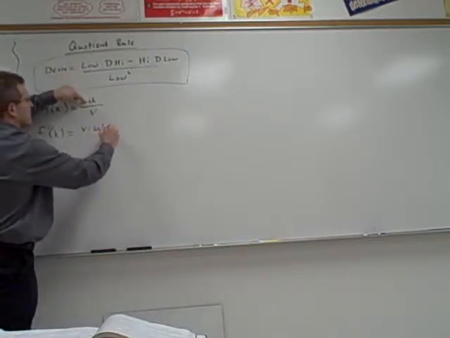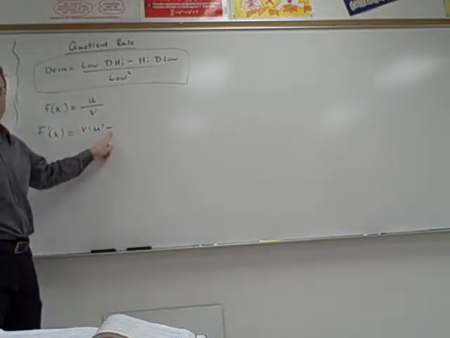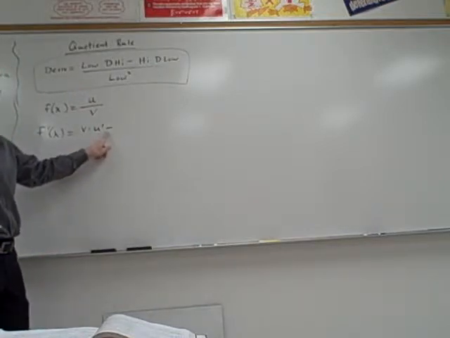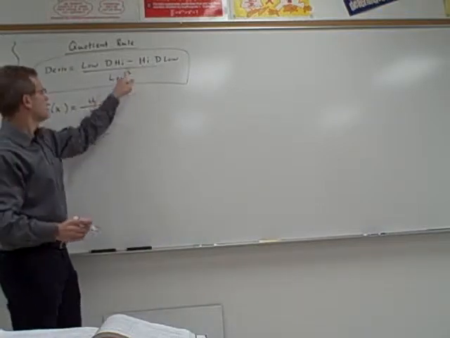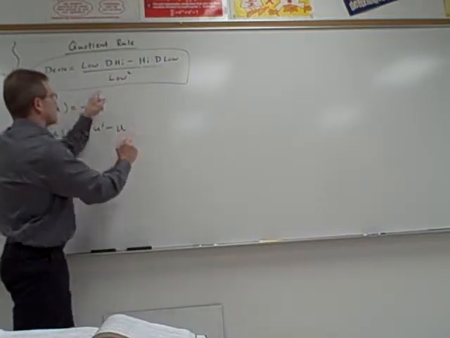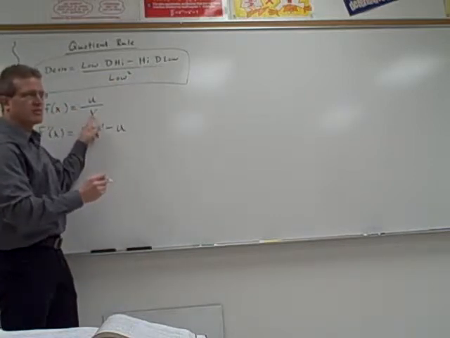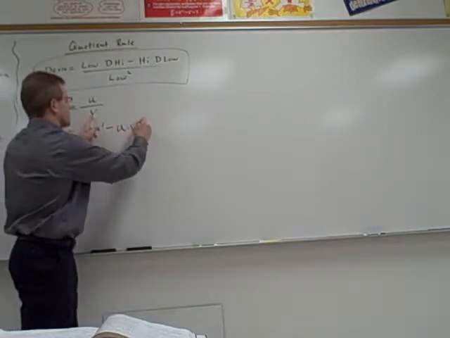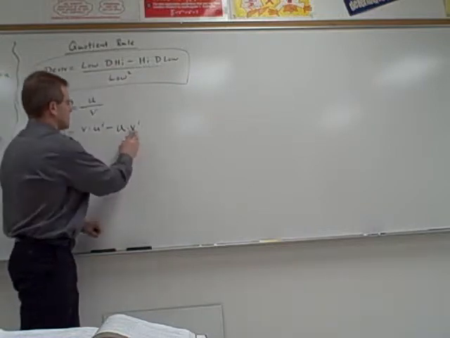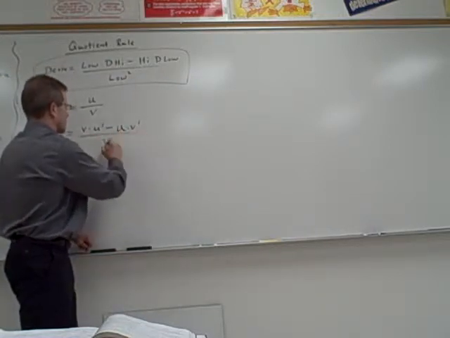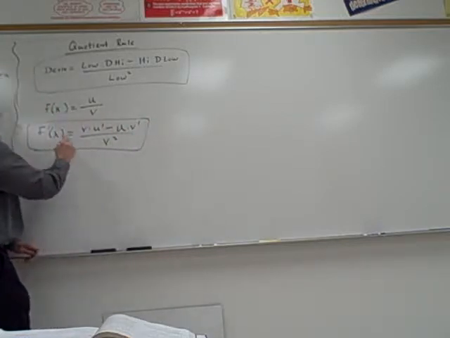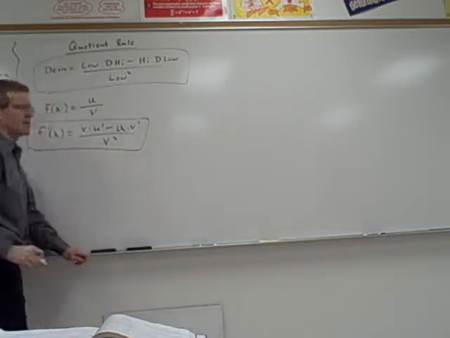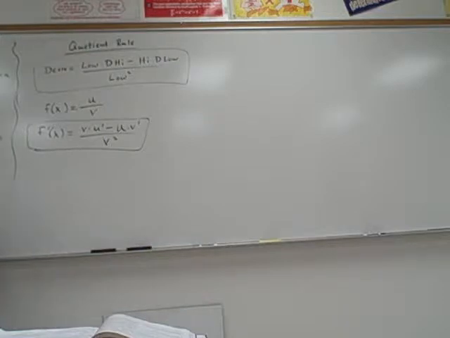so times u prime, minus. That's a big difference from the product rule. The product rule has a plus right there. The quotient rule uses a subtraction. High, which is u, d low, that would be the derivative of the bottom, v prime. So this d just means derivative, over low squared. So that's the quotient rule. All right, so let's look at any questions before I show you an example.